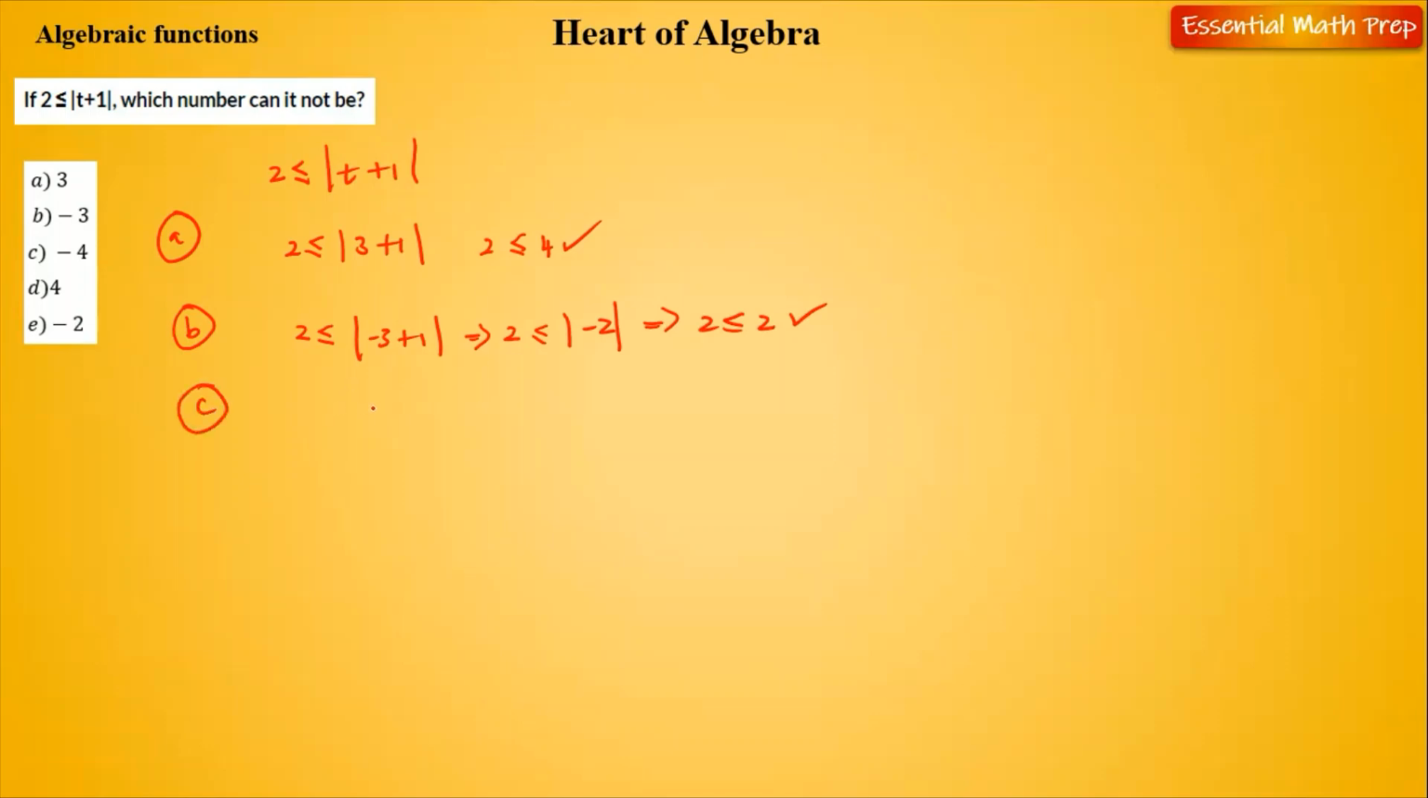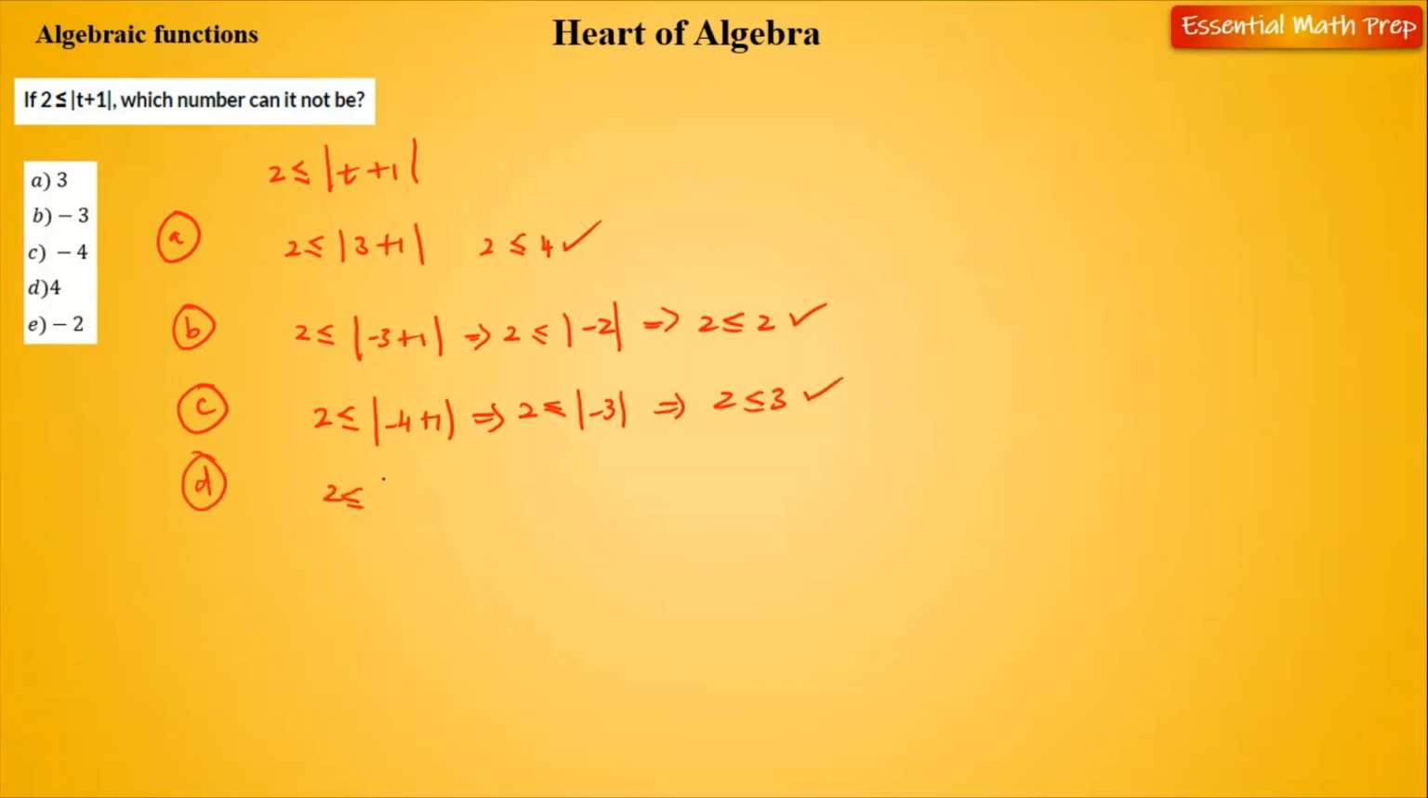Let's continue. 2 less than or equal to the absolute value of minus 4 plus 1. Well, if minus 3 didn't work, why would you think minus 4 would work? I don't think it will. So it'll be negative 3, which is the same as 2 less than or equal to 3. That works as well.